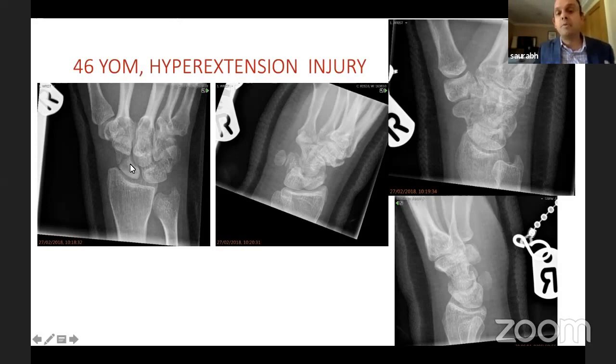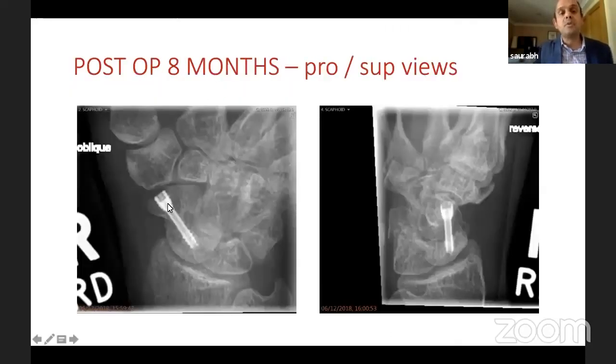Again, one can argue you can manage this non-operatively, but equally you have a discussion with your patient and sort of, I don't like it if I see the fracture line so clearly, so I'll err towards operative. So again, x-ray 6 months post op, 8 months post op, you can see the healing, but the important thing here was for me to show you these pronation supination views, which I'll keep harping on as I show you more and more examples, because these two views are very important.